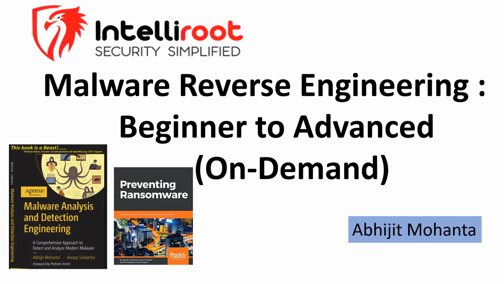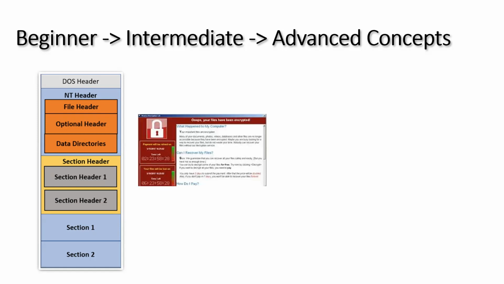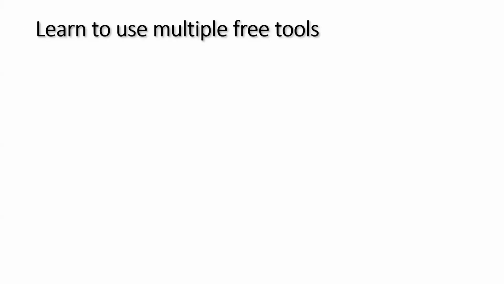So in this video, I'm going to talk about how my training has been designed and what contents I'm going to cover. The training has been designed for all levels of malware analysts, starting from beginner to advanced. For beginners, concepts like PE file, virtual memory, and basic Windows internals have been covered, while for intermediate level people, deeper Windows internals concepts have been covered. And for advanced level, things like kernel debugging and ransomware debugging have been covered.